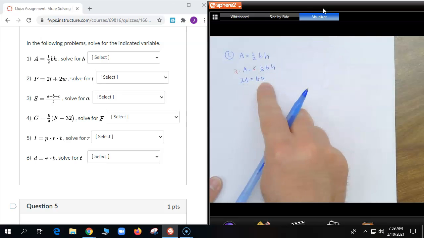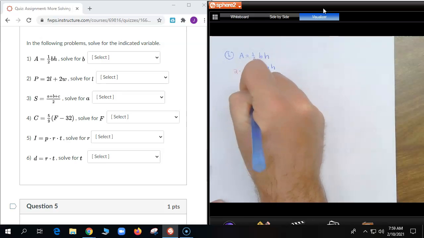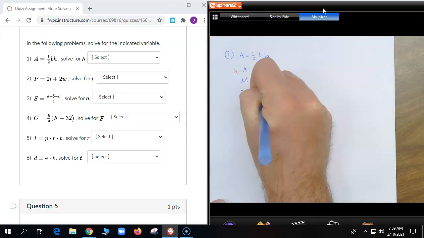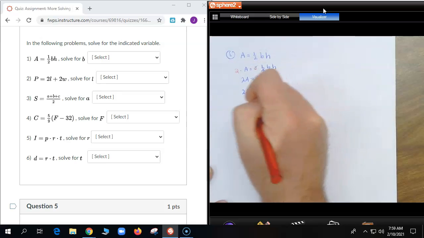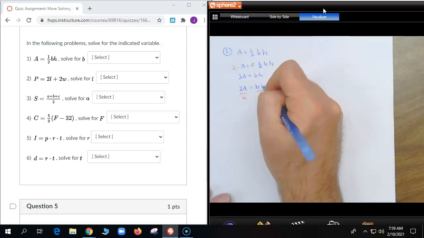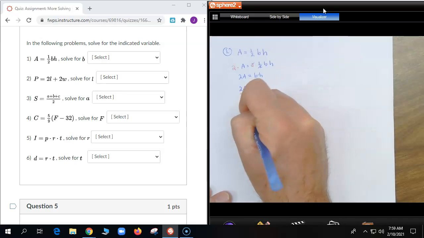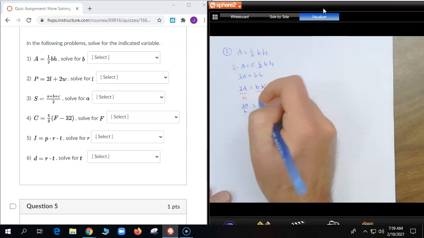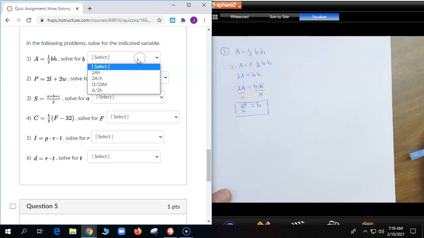Then, since we're trying to solve for B, we want the opposite of multiplying by H, so we divide both sides by H. I know it's hard to think of this when it's not numbers, but it's just like when we have numbers. I cancel the H's, and we get B equals 2A over H. We can't format that really well, so we have to look for the best answer.